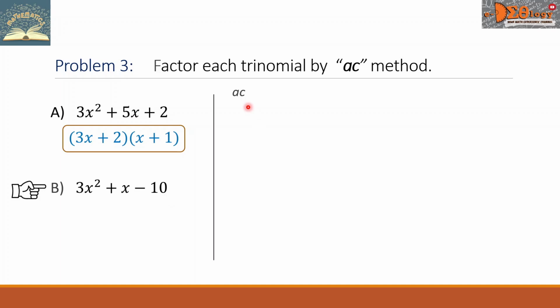For the AC, meaning we take the number 3 times the negative 10. And the answer is negative 30. Now we write the factor pairs. Note that for this negative 30, since this is negative, factors must be of opposite signs. We will have a long list of factors. That means we will just simply select some of the factors.